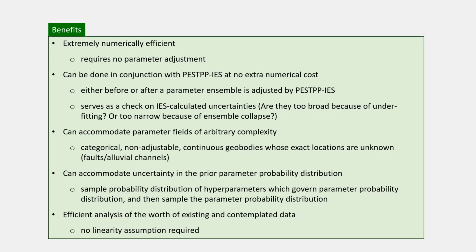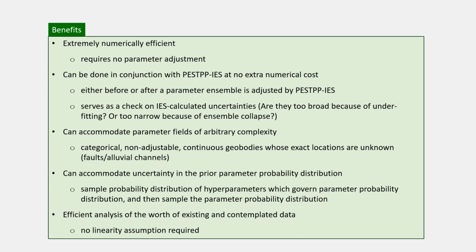The third benefit is that, as I mentioned previously, parameter fields can be of arbitrary complexity. They can be categorical. They can involve structural or alluvial or geological geobodies that may or may not exist, have certain shapes or other shapes. They do not have to be adjusted. They just have to be represented in some of the realizations that are used as a basis for construction of the statistical model.